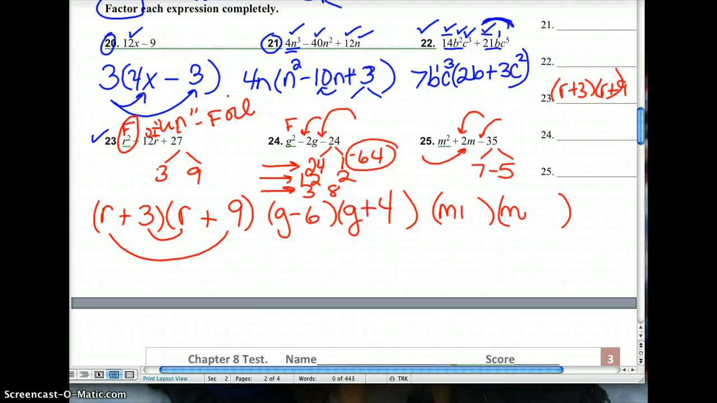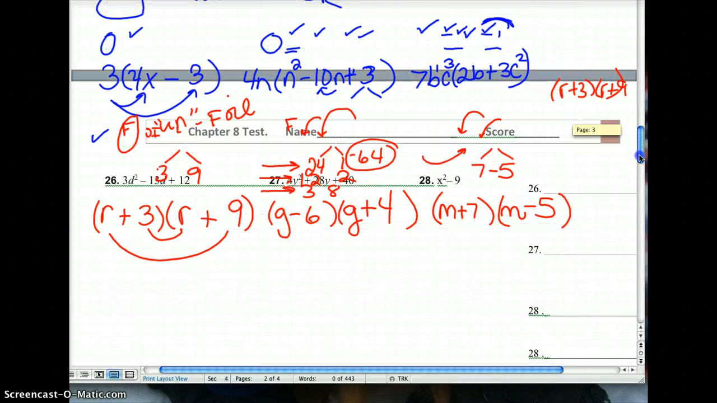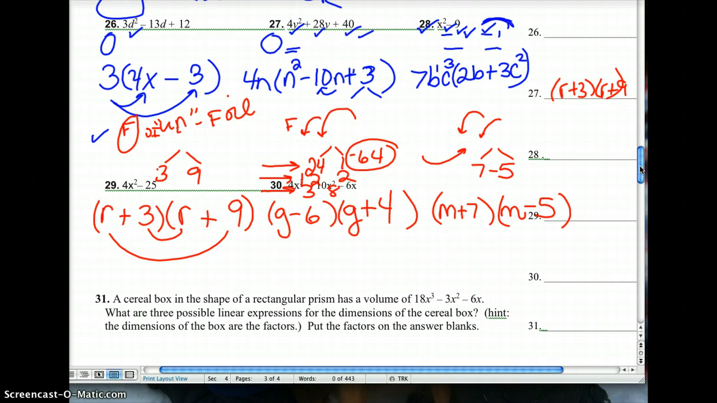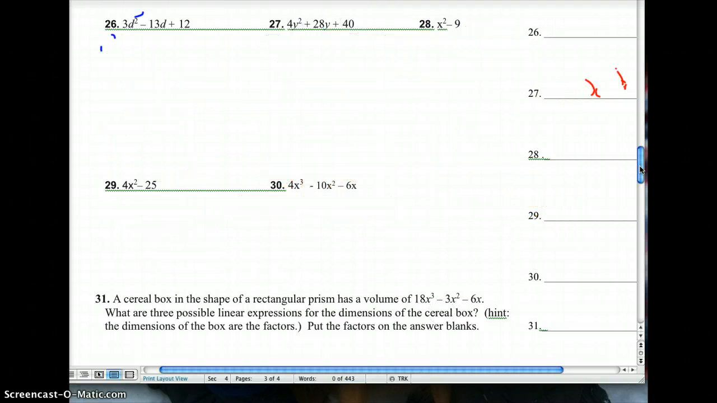So I lead in my m's, and I'd end in a positive 7 and a negative 5. That would be the answer to number 25. So moving on to the next page, number 26, again I'm going to ask myself that question, is there anything I can pull out of every term before I start? And that's always the question I ask myself.